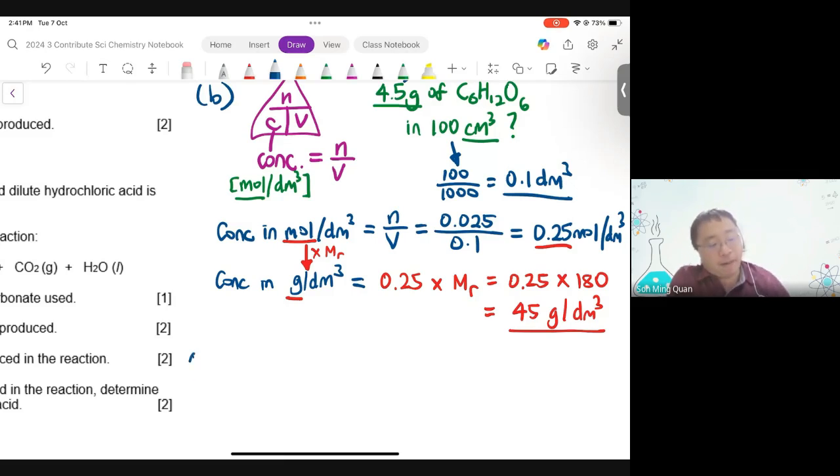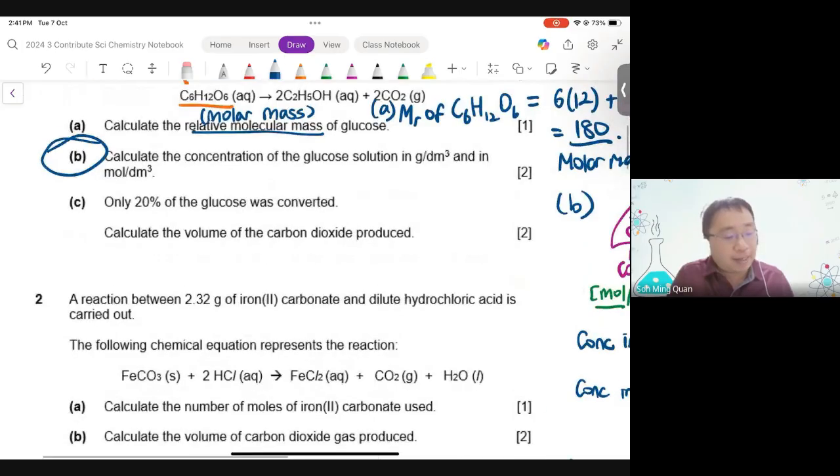Okay? Now part C, many of you got lost along the way. So let's go through why you got lost for 1C. Let me just go back to the question. You should also have the question on your iPad, I think. Now, part C, the difficulty, of course, is this. Only 20% of the glucose was converted into ethanol.